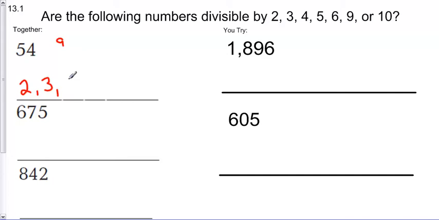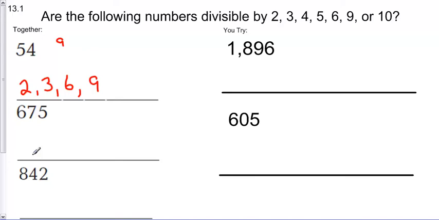What's the rule for 6? Oh, there's a 2 and a 3 in here. Gotta have a 6. Don't worry about 7, don't worry about 8. How about 9? Oh, the sum of the digits is divisible by 9. So 54 is divisible by 9. So 54 is divisible by 2, 3, 6, and 9. Whew.